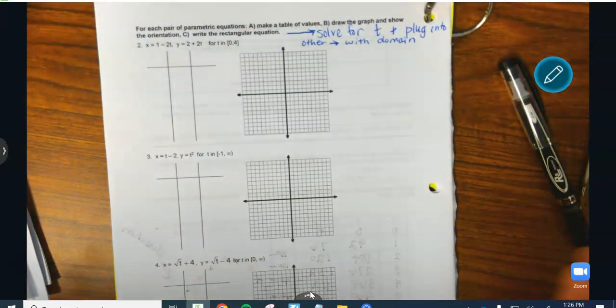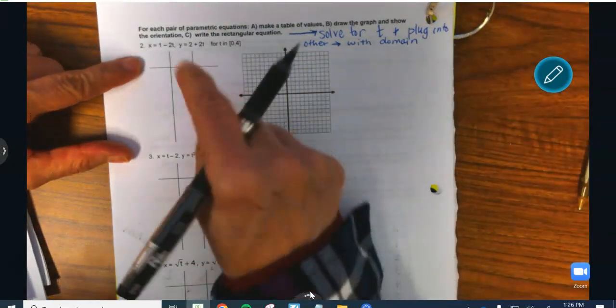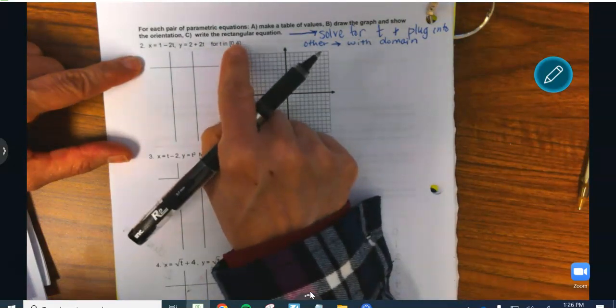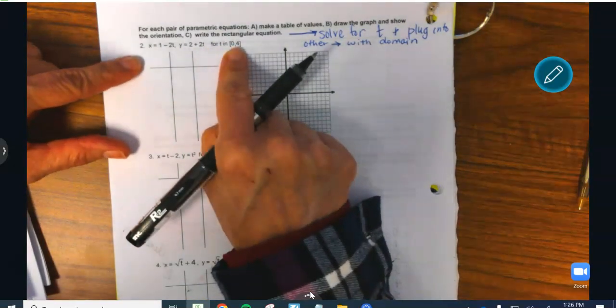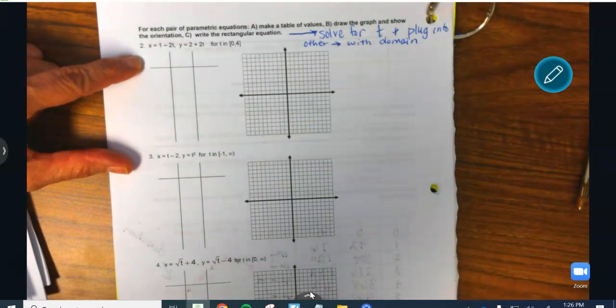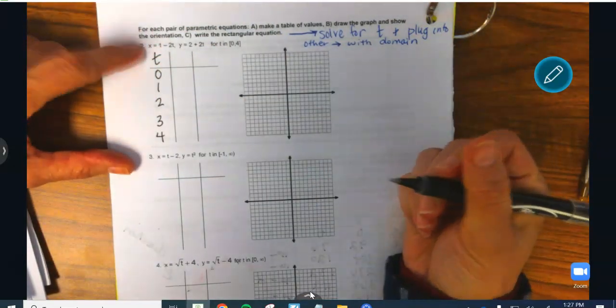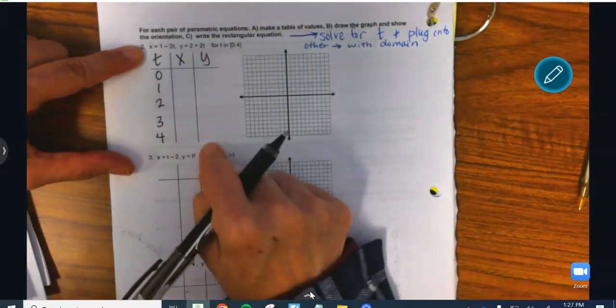All right, so here we go. We're going to start with our domain. Our domain right here is 0 through 4, and look, it's brackets, which means we include 0 and we include 4. So 0, 1, 2, 3, 4. All right, I'll put my x values in this column. I'll put my y values in this column.